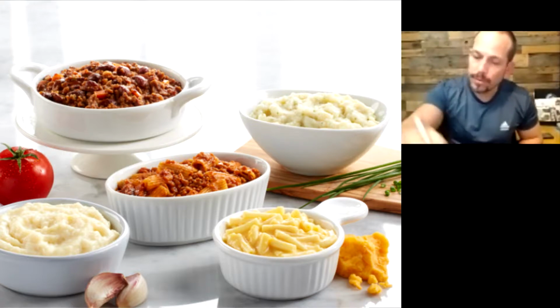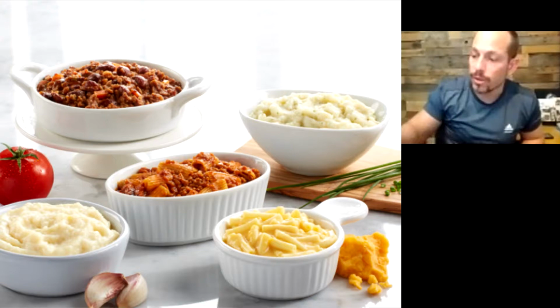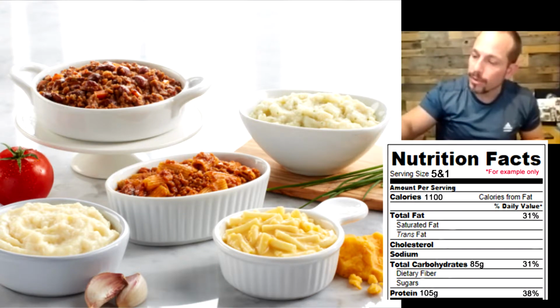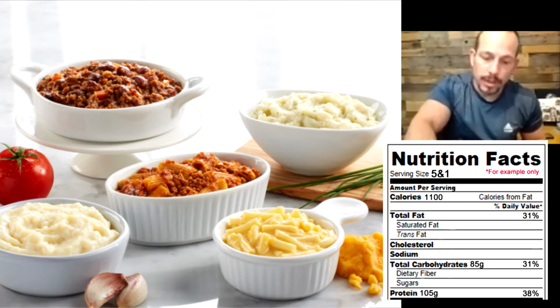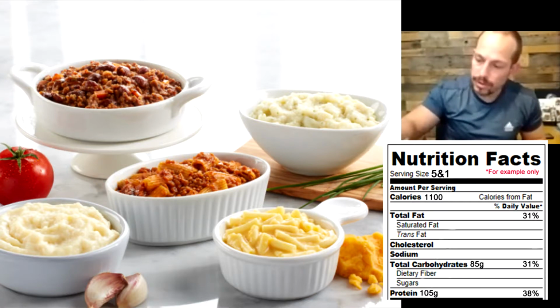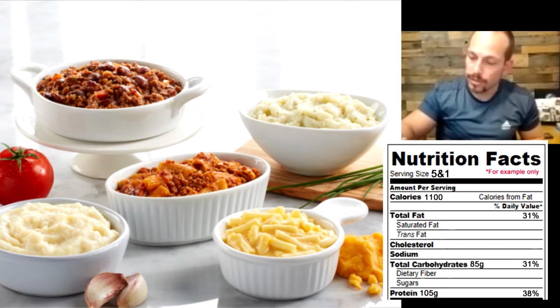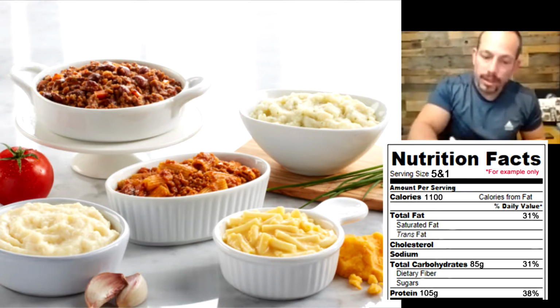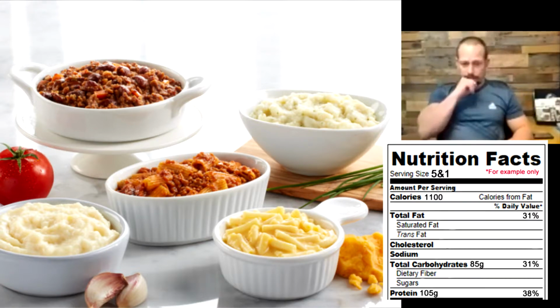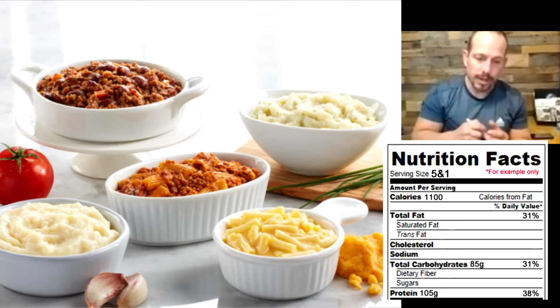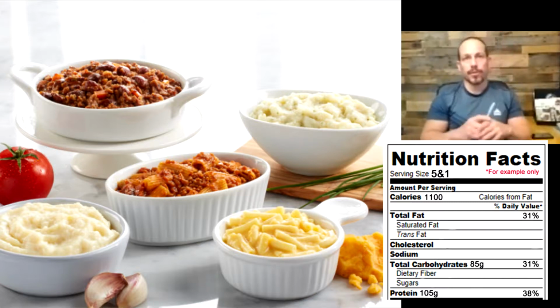105 times 4, this is also how you'd figure out those calories. So I guess we could be doing this together, but right now I'm doing it myself. 340 plus 420, that's 760. And 1,100 minus 760 is 340, divided by 9 is 37.8 grams of fat. So let's say 38 grams of fat. That's 1,100 calories, 105 grams of protein, 85 grams of carbs, and 38 grams of fat.